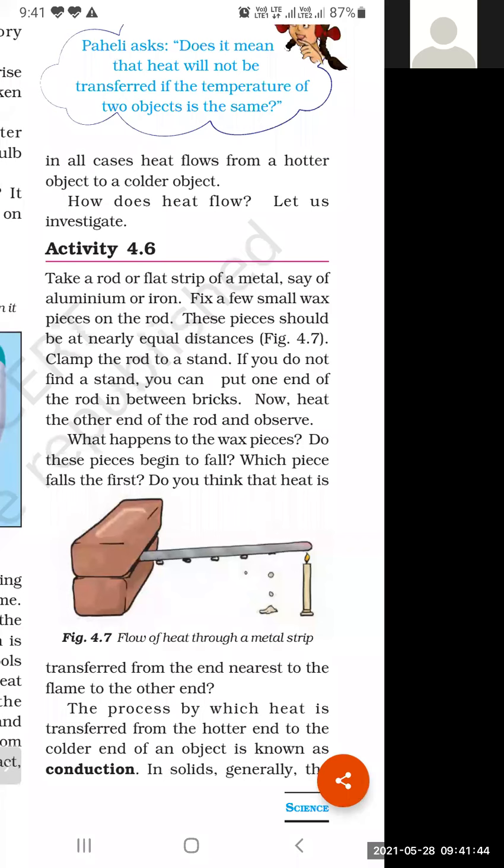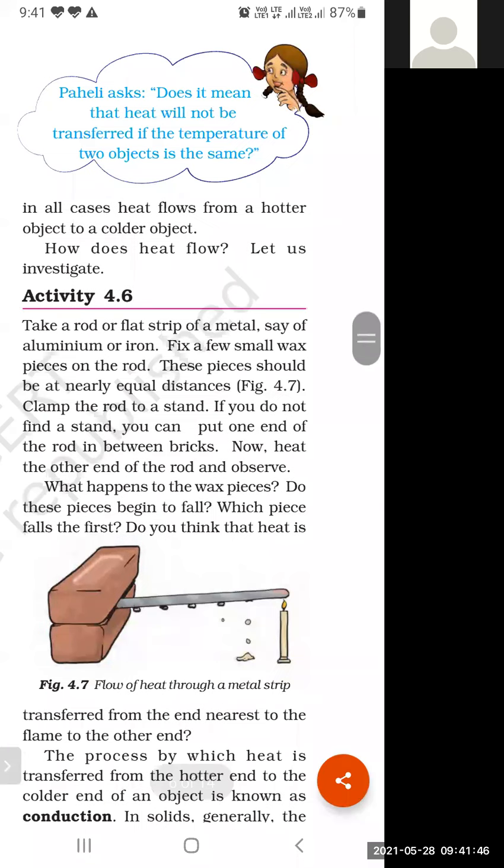Now there is a question Paheli asks: does it mean that the heat will not be transferred if the temperature of the two objects is the same? So now this is the situation. When two bodies are at the same temperature, will any heat transfer? No, no heat will transfer.